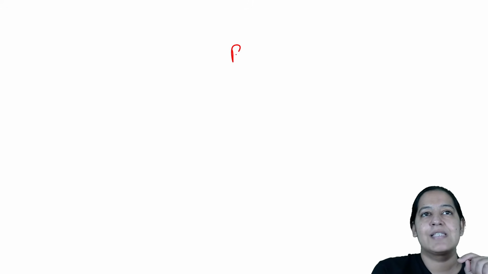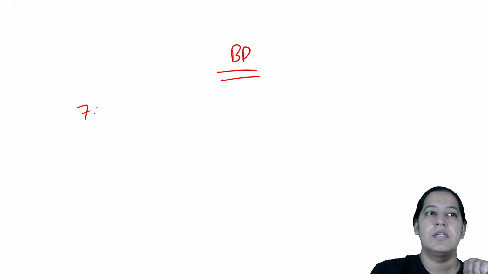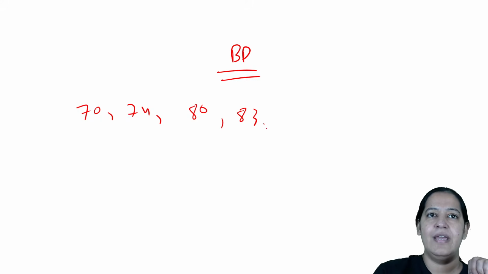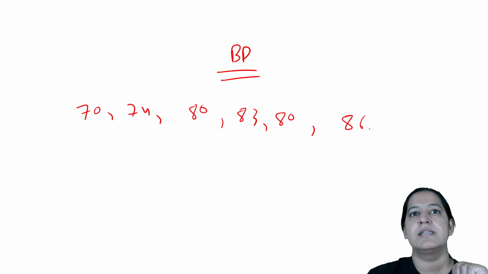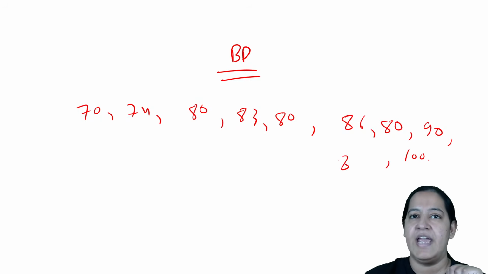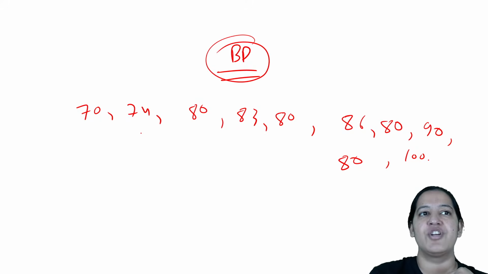Again, I am taking the diastolic blood pressure of 10 individuals. Let me tell you the values: 70, 74, 80, 83, 80, 86, 80, 90, 100, and then 80. So tell me, what is the mode in this set? This is the diastolic blood pressure of 10 individuals.